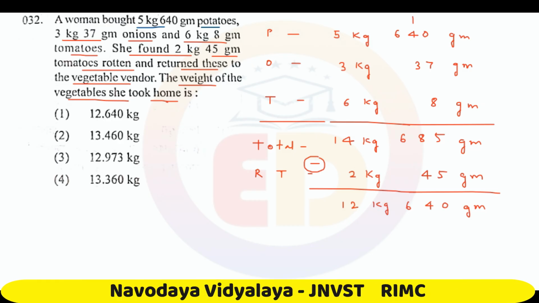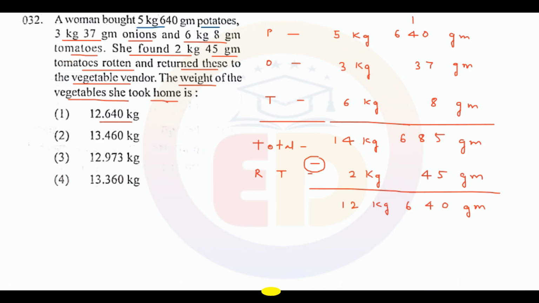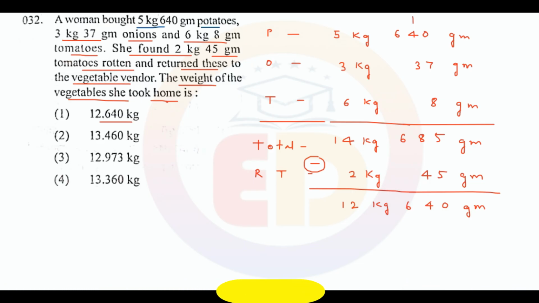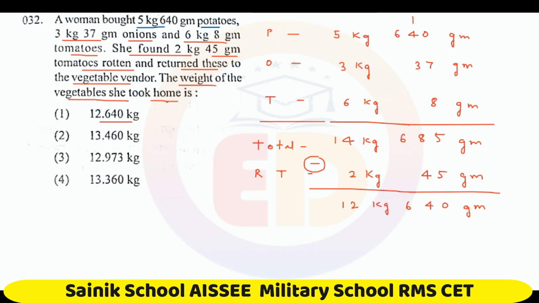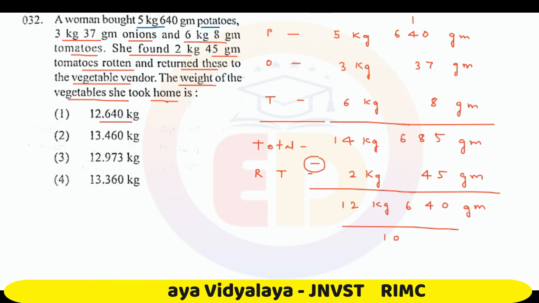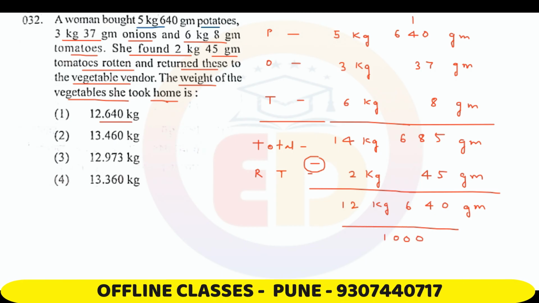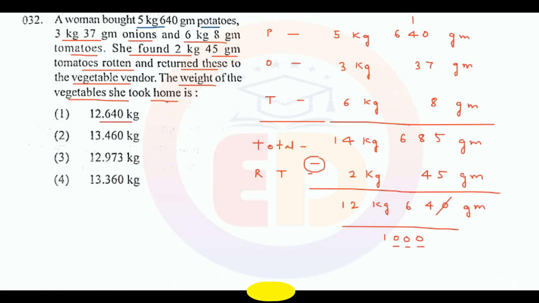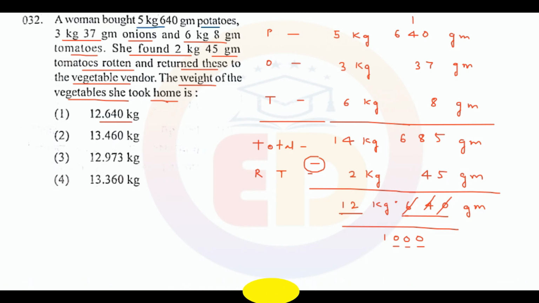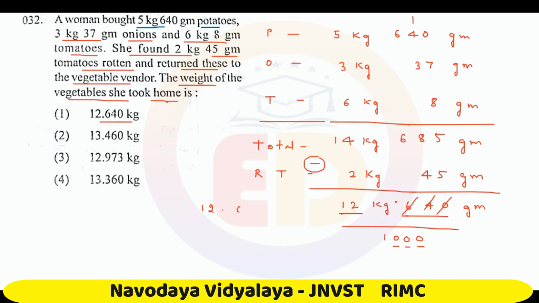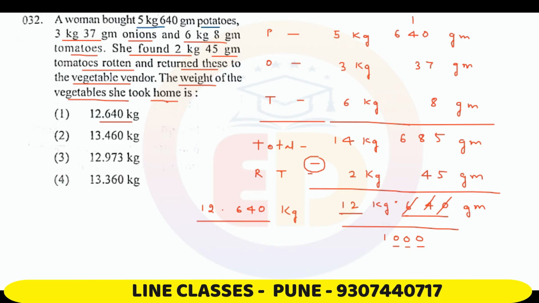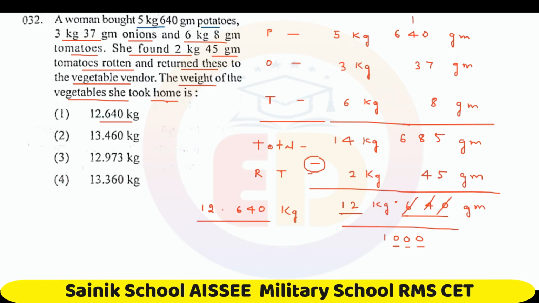What they have done is, in the answer options they have made a decimal point. So 12 kg 640 gram, you have to convert this entire thing into kilogram. A mix of kilogram and gram has to be converted to decimal point. Divide by 1000. 1000 has 3 zeros. From the right side, count 3 digits and place a decimal point between 12 and 640. Answer is 12.640 kg. Option number 1.